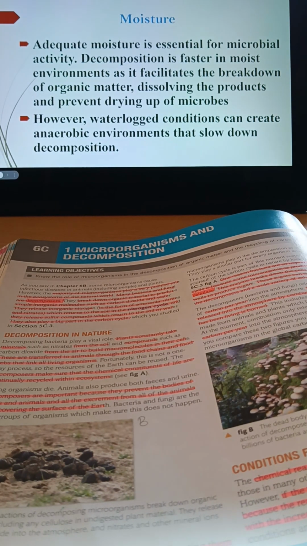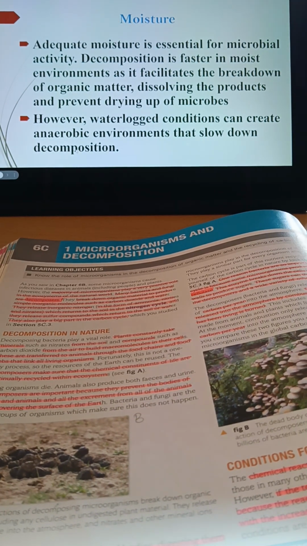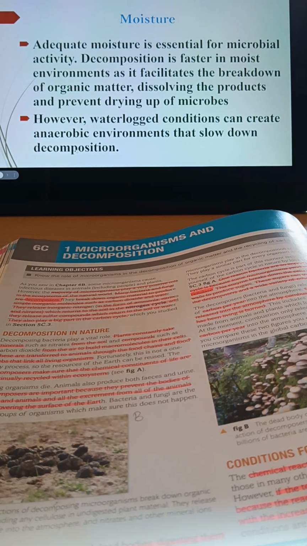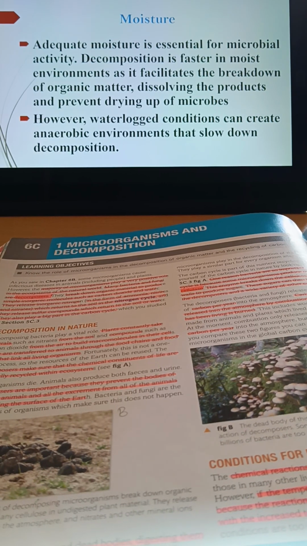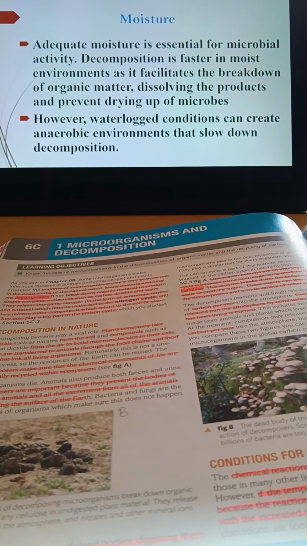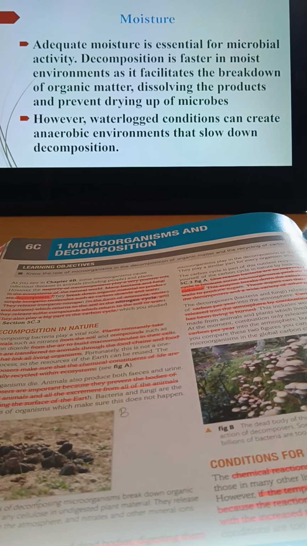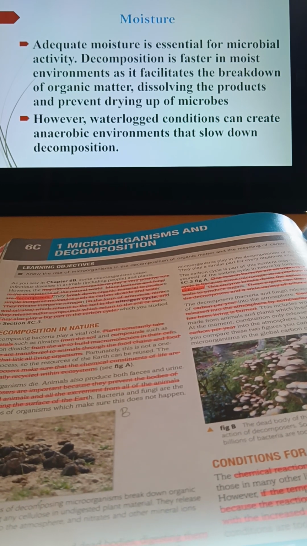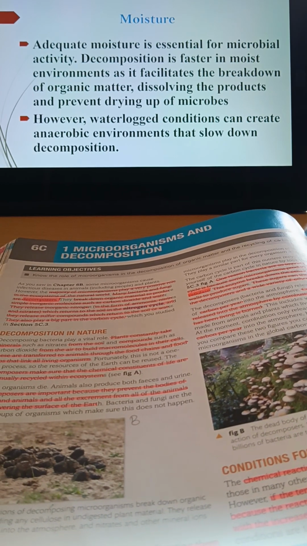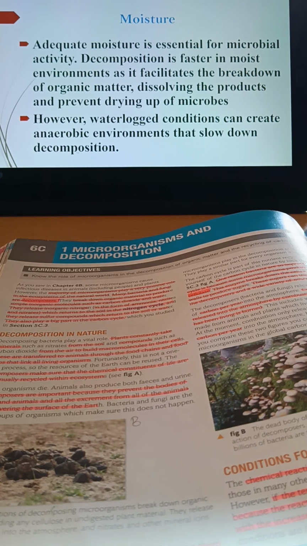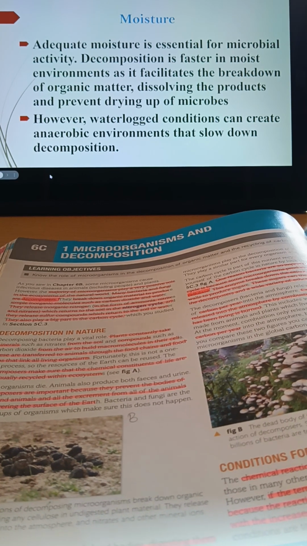Let's look at moisture. So adequate moisture is essential for microbial activity. Decomposition is faster in a moist environment as it facilitates the breakdown of organic matter. Also, it dissolves the products of decomposition, enabling them to be absorbed by the microorganisms, and it prevents drying up of the microbes. However, waterlogged conditions can create an anaerobic environment that slows down the decomposition process.